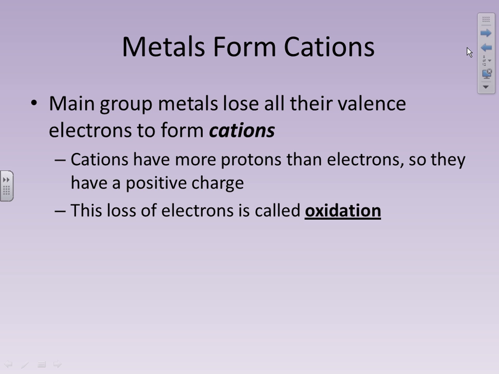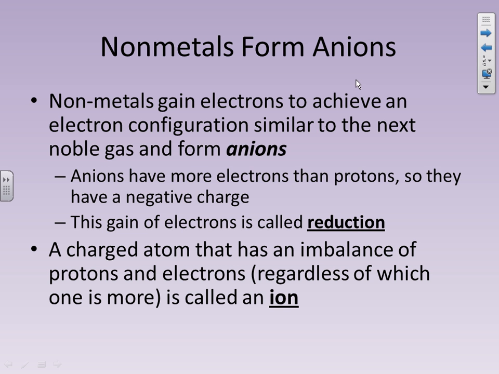So, Catherine, back to your question from before. That sodium is still sodium, but it's not a sodium atom anymore. It's a sodium cation. Does that make sense? It's still sodium because it has 11 protons, but it's a cation because it has now only 10 electrons. Chlorine's still chlorine, but it's not a chlorine atom anymore. It's called an anion. It doesn't rhyme with onion. Okay? It's an anion.